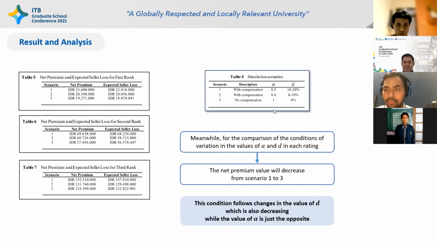Meanwhile, for the variation in the values of alpha and the image rating, the net premium value will decrease from condition number 1 to number 3. This condition follows changes in the value of D, which is also decreasing, while the value of alpha is just the opposite. It can be concluded the seller's loss will be more influenced by the percentage value of D compared to the alpha, which means that the higher the compensation given by the seller to the buyer, the higher the costs that have to be borne by the seller. And as a result, the seller's loss increases and the value of the premium to be paid also increases.